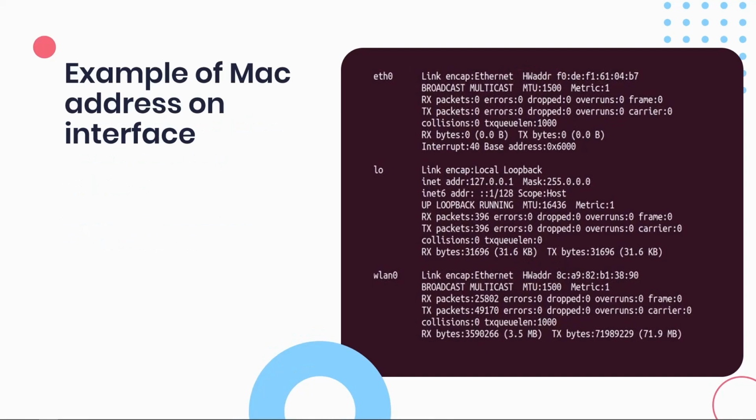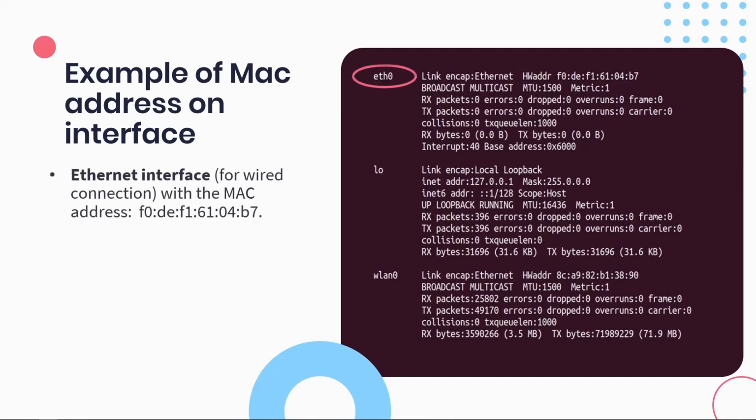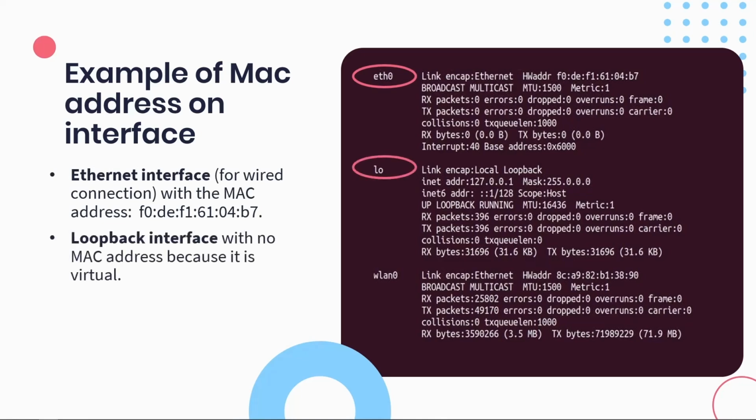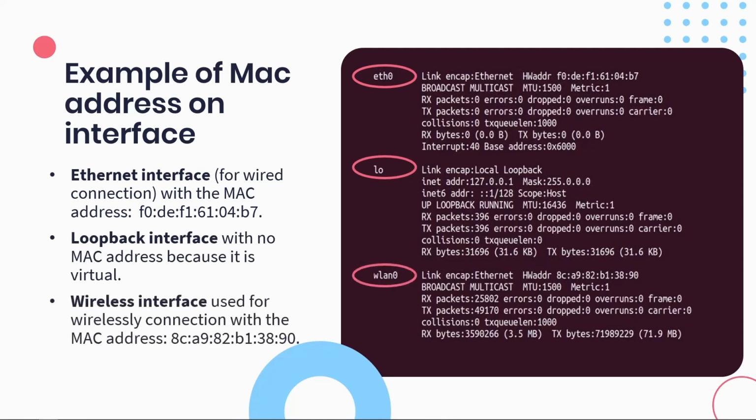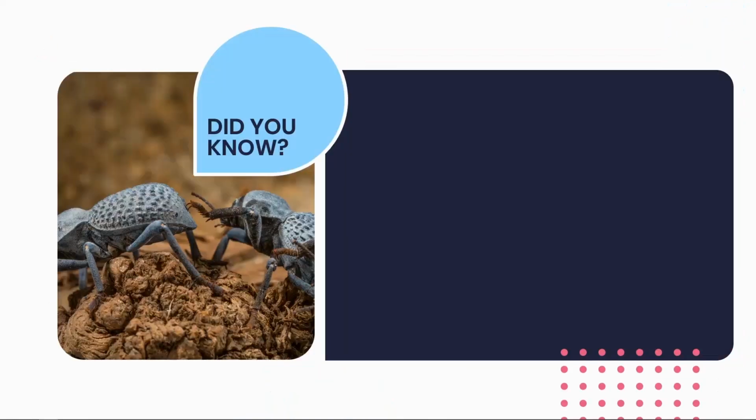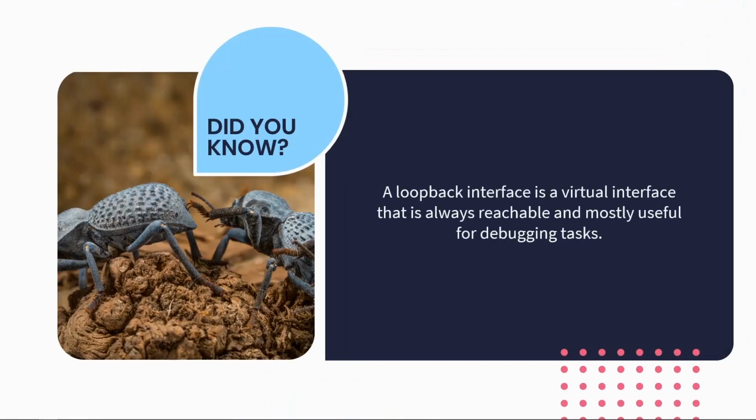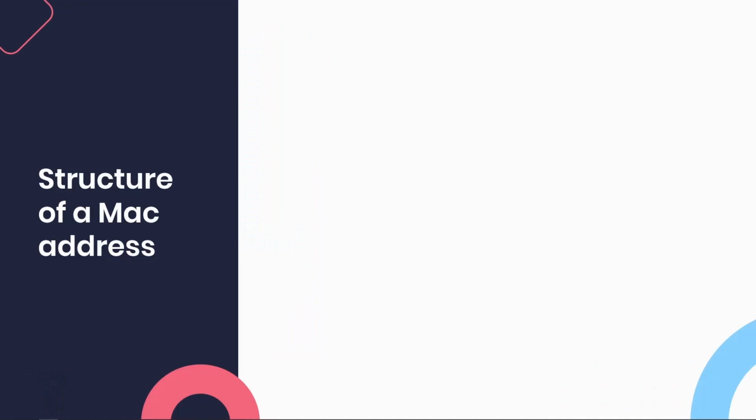The interfaces present in this particular device are an Ethernet interface for wired connection with a MAC address, a loopback interface with no MAC address because it is virtual, and a wireless interface used for wirelessly connecting with a MAC address. Did you know a loopback interface is a virtual interface that is always reachable and mostly used for debugging tasks? This is because its IP address can always be pinged if any other switch interface is up. So there were MAC addresses in 2 of the interfaces on the example we have just looked at.